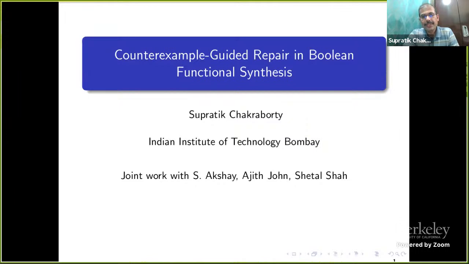I also want to say that some of you may have attended a couple of other talks that I have given as part of the Simons program on Boolean functional synthesis. While the focus of this talk is different from what I have covered in the other talks, some of the motivation is obviously similar. So hopefully there will be enough for you to stay tuned till the end of the talk.